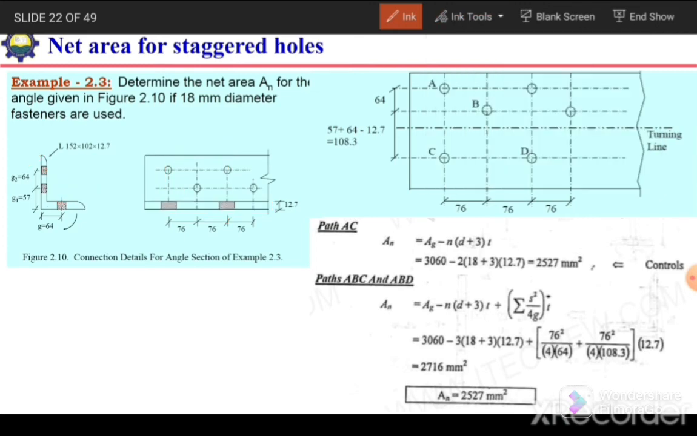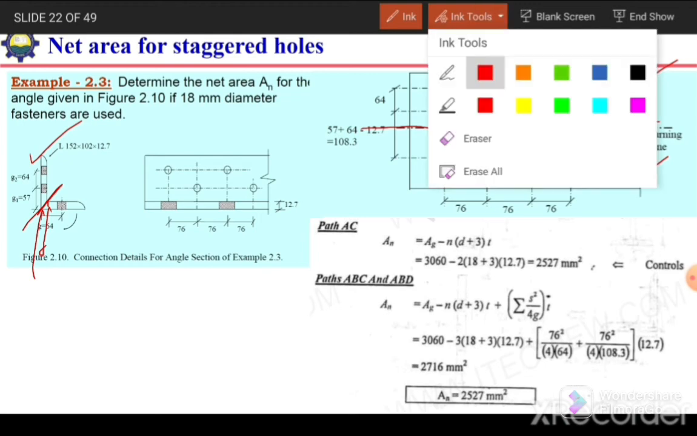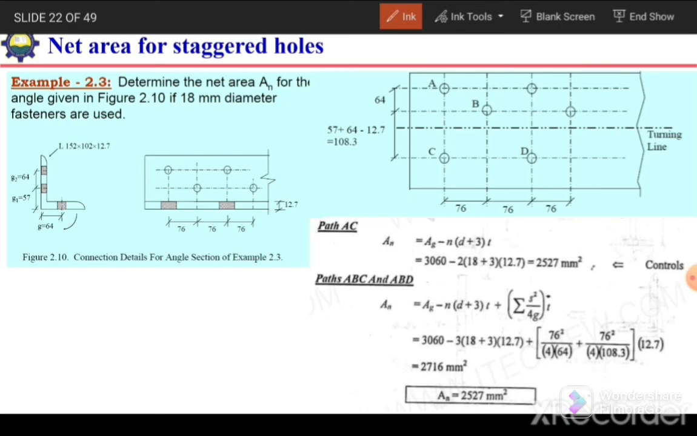So now if we cut it over here and then make it straight like this, it will look like this figure. So we have a turning line over here. At this turning line, this will be the upper leg, 152 millimeter, and this will be the shorter leg, 102 millimeter. In the upper 152 millimeter leg we have two lines of bolts, and in the smaller leg we have one line of bolts.